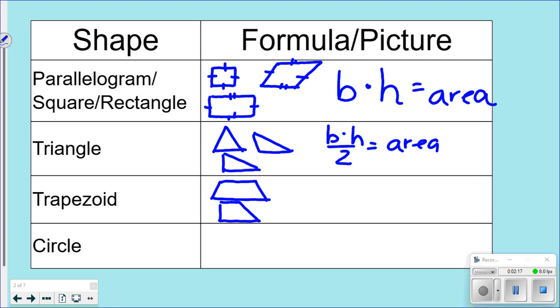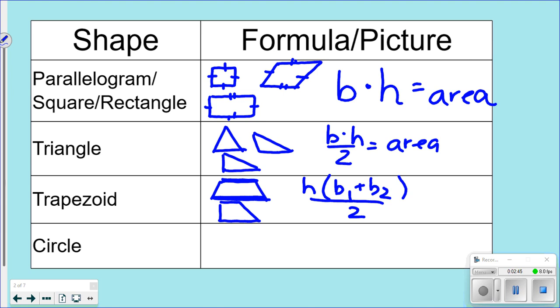They're quadrilaterals, but trapezoids have one set of parallel lines, and the formula for trapezoids is the height times base 1 plus base 2, all divided by 2. So that is the formula for a trapezoid. The h is the height, and the b1 and b2 are the bases, like this is a base and this is a base, and you're going to add those together and divide by 2.